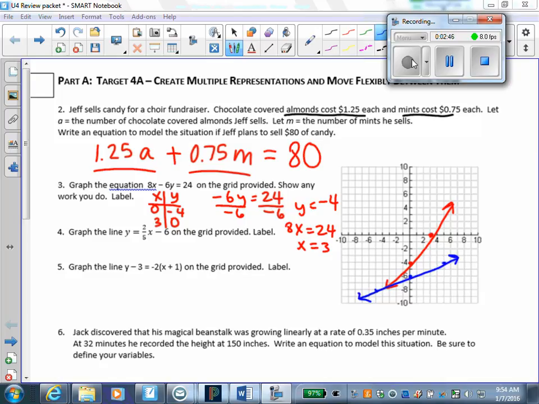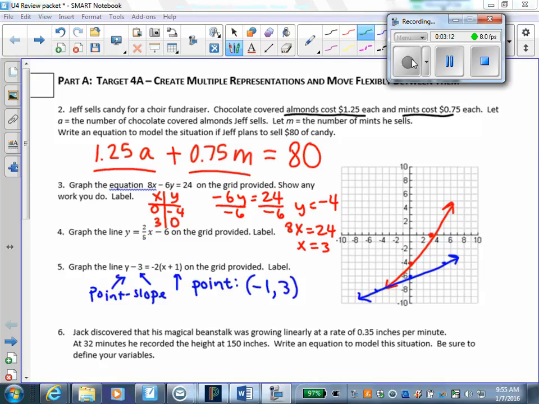Number 5, graph the line y minus 3 equals negative 2 times x plus 1 on the grid provided. This is in point slope form. So the best way to do this is to find the point that's within this equation. It's going to be negative 1 for the x, because it's the opposite of the number with the x in the parentheses, and it's going to be positive 3. So negative 1, 3 is my point.